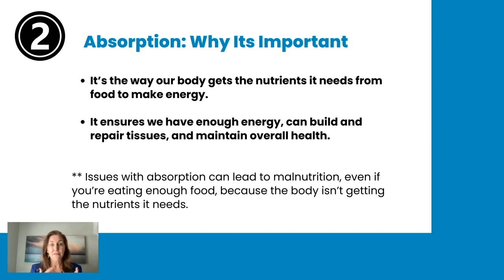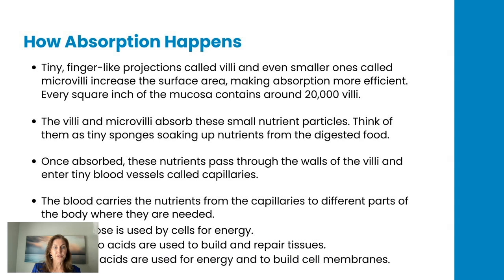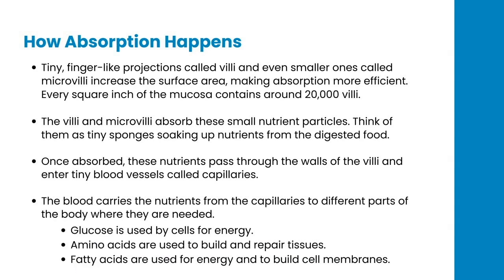You can still not feel great, low energy, brain fog, all of those things because you're really not absorbing the nutrients. So let's look at how absorption happens. There are finger-like structures called villi and microvilli. And these are kind of like sponges, and they soak up those really small nutrients. And think of this, every square inch of the mucosa in the small intestine contains 20,000 villi. So that's a lot of area where things can be absorbed.